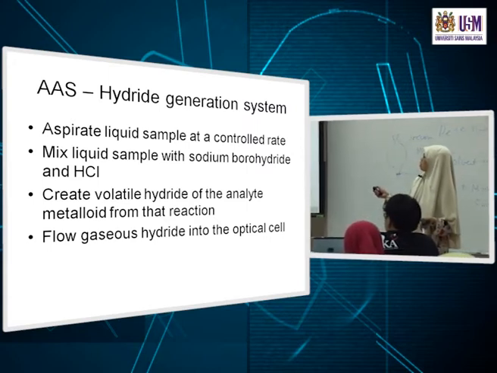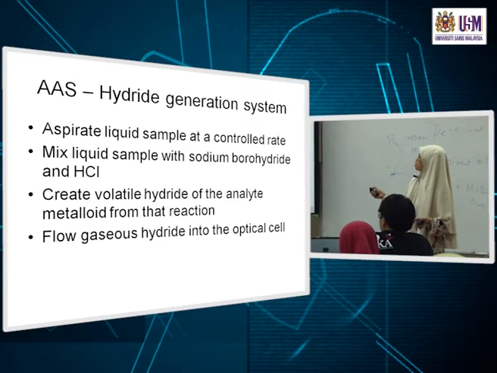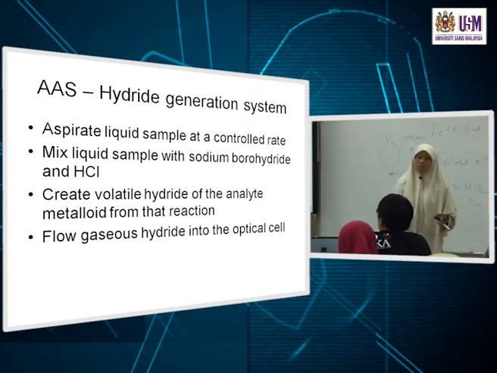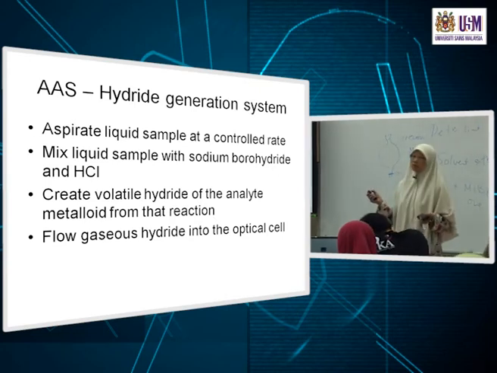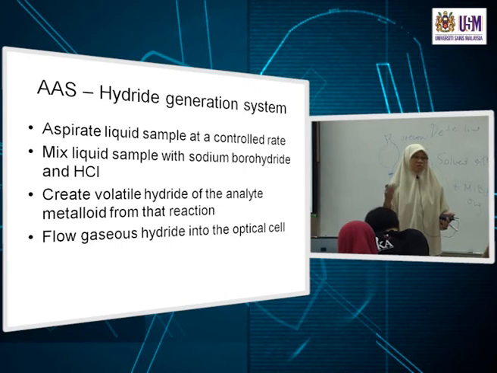Just offhand, to say this ICP, which is the inductively coupled plasma, the temperature of the nitrous oxide flame is about 3,000. This one goes to 8 to 10,000. So you can imagine, higher temperature, more atoms, more ionization, more excitation. Okay.